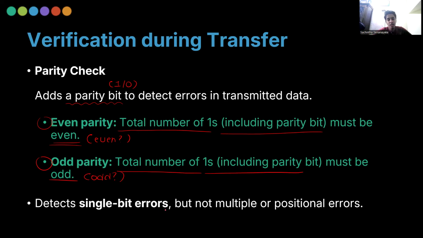And parity check is for single bit errors. Keep in mind, parity checks can only check for single bit errors because if multiple bits change, even becomes odd, odd becomes even again. For example, if you have two errors instead of a single error, then the parity may not change. So you might not end up detecting that the data has been corrupt. So it only works for single bit errors, not for multiple or positional errors. I hope that makes sense.